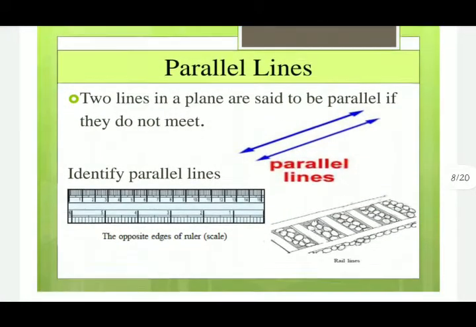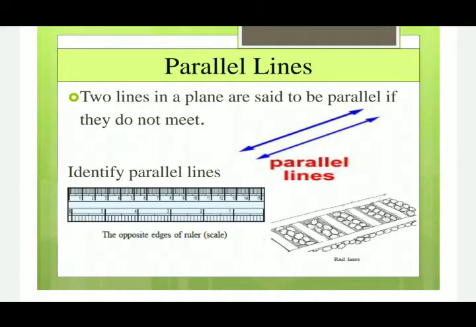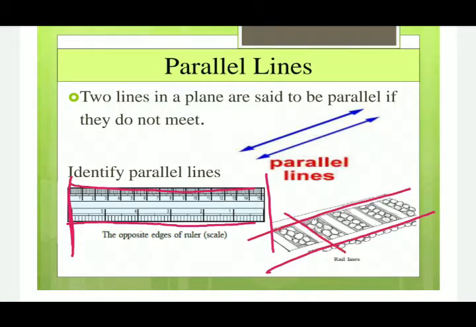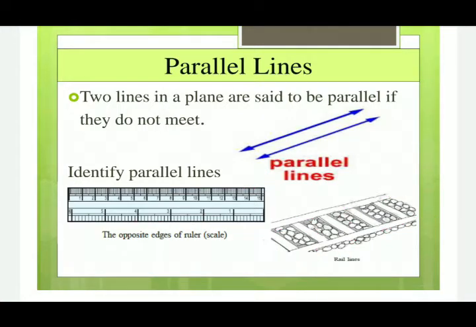Next is parallel lines. Two lines in a plane are said to be parallel if they do not meet. Here two lines are there, they are parallel, means they are not intersecting at any point. Here identify parallel lines. First one is given the opposite edges of ruler. Here you can see this is an example of parallel lines. Again this is also an example of parallel lines. Now here railways is given. These two lines are parallel. Again these two lines are also parallel.